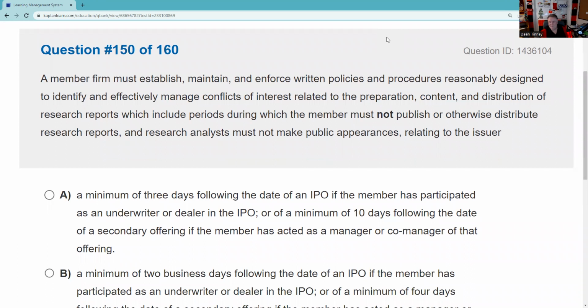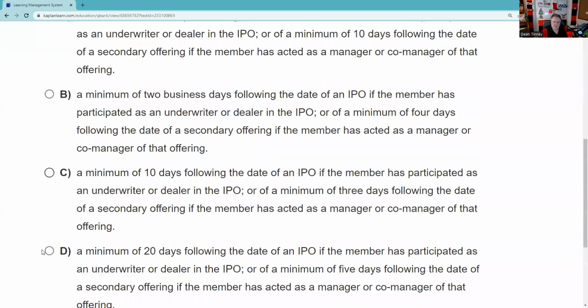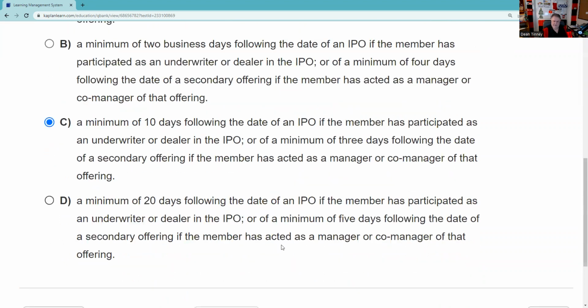I'm hoping you're operating from abundance and maybe you can just guess B on this question and assign it to the universe. This is a minimum of 10 days following the date of the initial public offering if you participated as underwriter, 3 days for the follow-on. So the answer is C, as in Charlie.